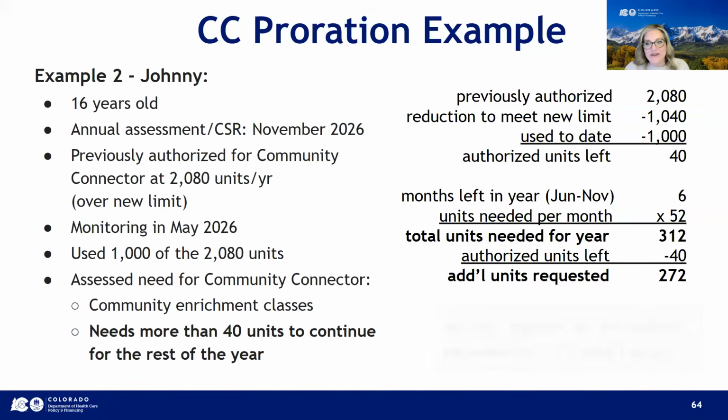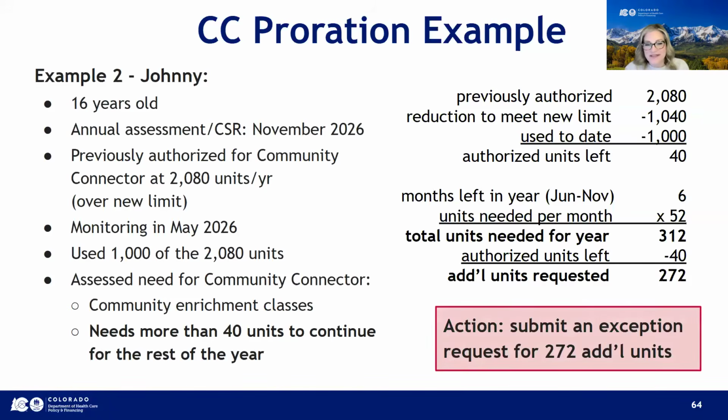All right. If you said submit an exceptions request, you're absolutely correct. We're going to submit an exceptions request to the department for Johnny for 6 times 52, 52 units a month for the remainder of his service plan year, which is 6 more months. We're going to subtract out the 40 units that he has remaining before we do this change, and ask the department to authorize that exception at the prorated rate.